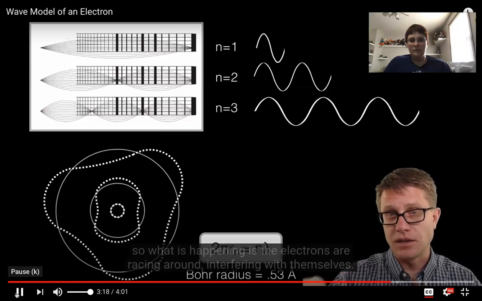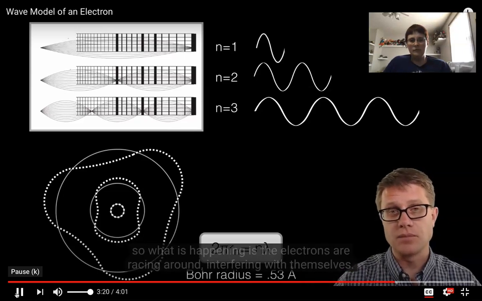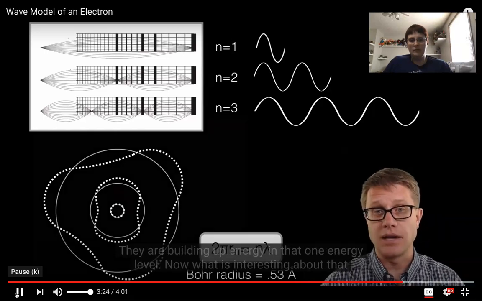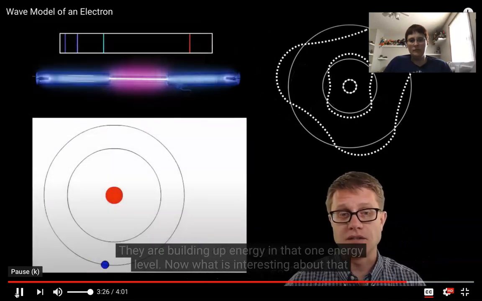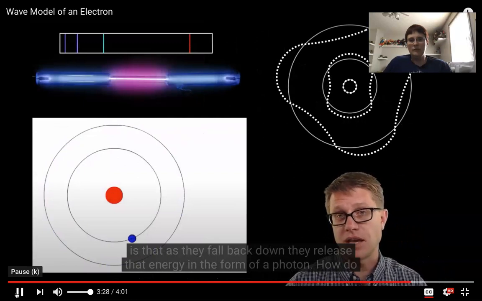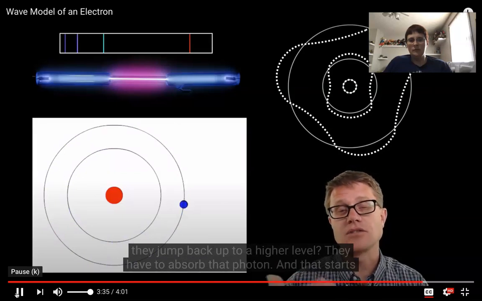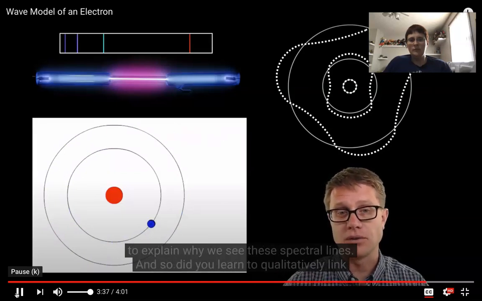And so what's happening is the electrons are racing around, interfering with themselves. They're building up energy in that one energy level. Now, what's interesting about that is as they fall back down, they release that energy in the form of a photon. How do they jump back up to a higher level? They have to absorb that photon. And that starts to explain why we see these spectral lines.